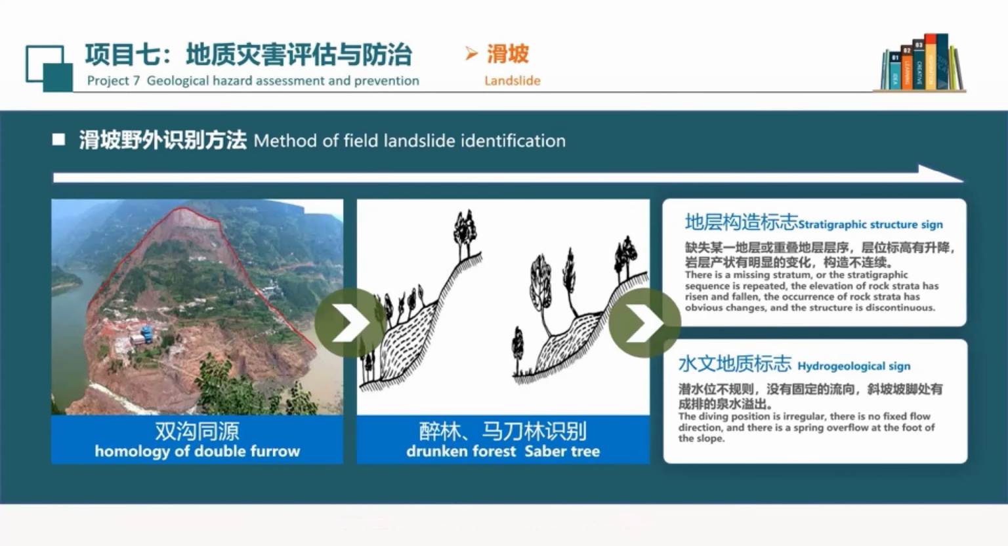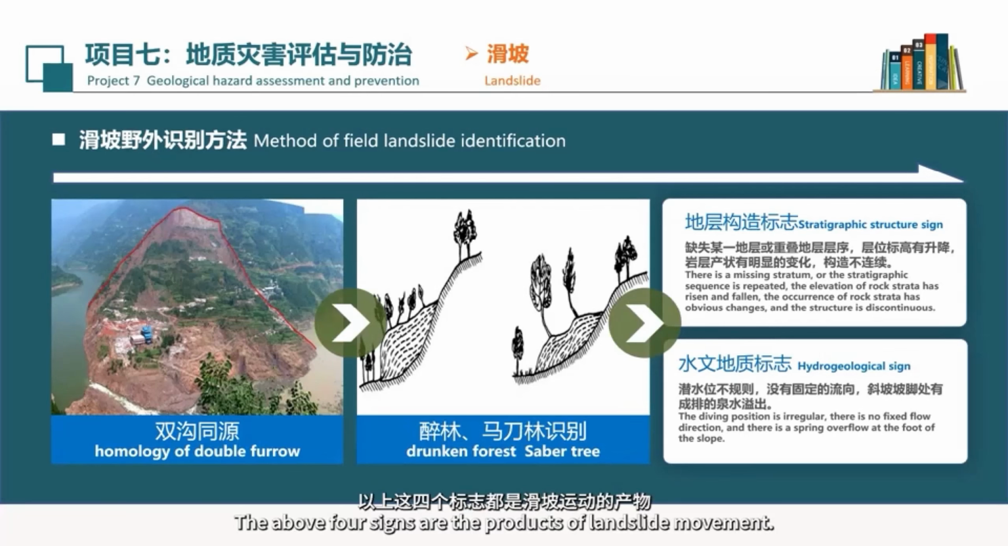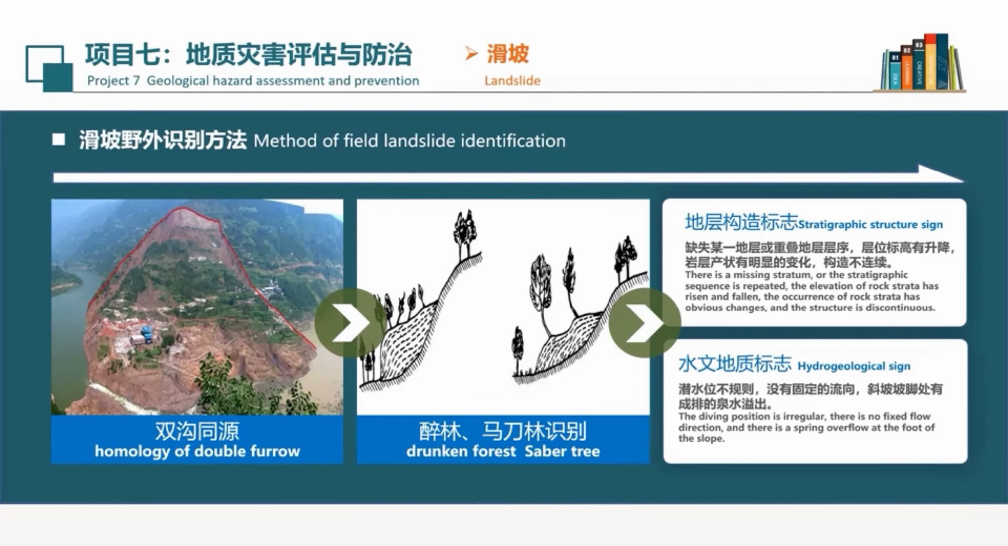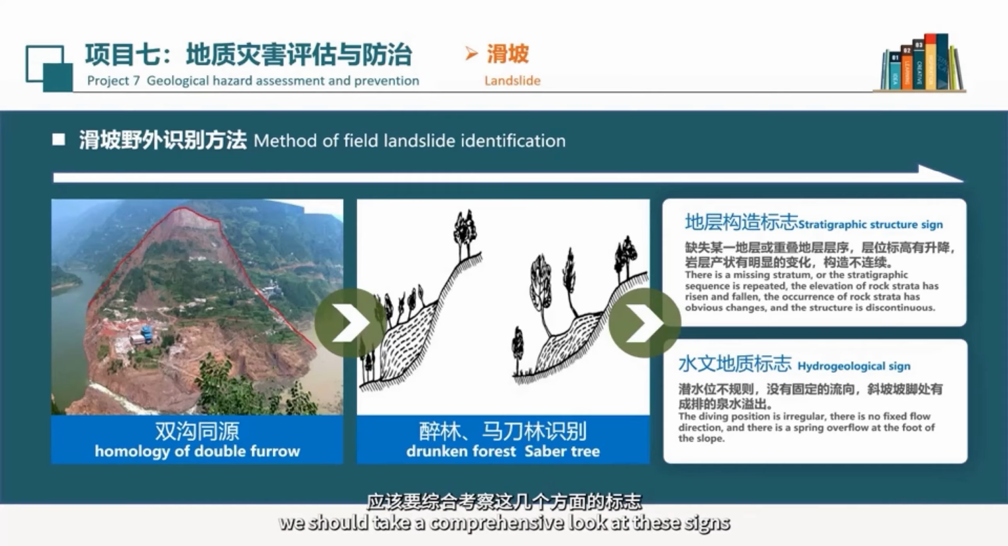The above 4 signs are the products of landslide movement. There is an inseparable interconnection between them. So, in investigation practice, we should take a comprehensive look at these signs and verify the analysis with each other.